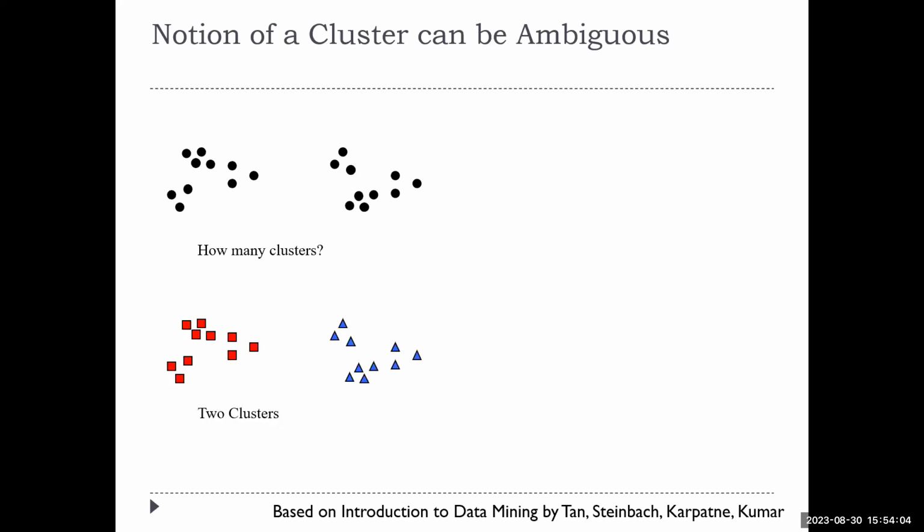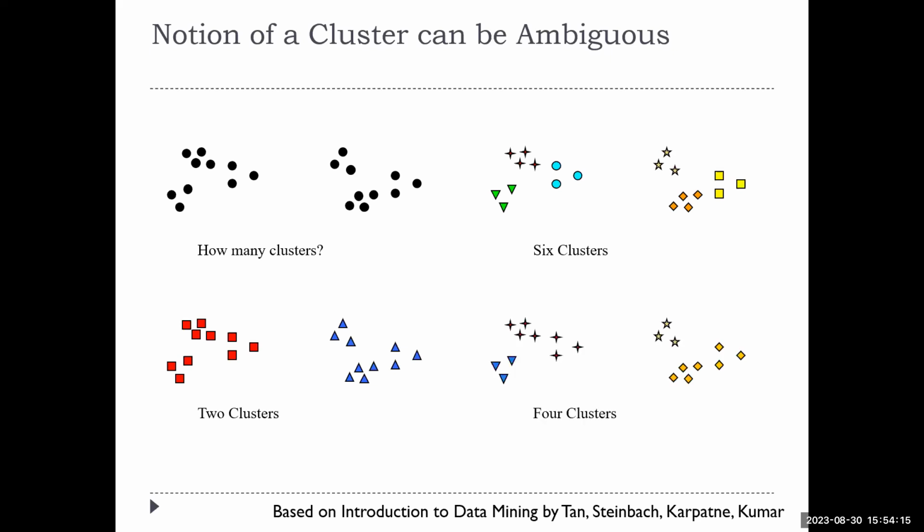So if you say 2 clusters, these are the clusters. If you say 6 clusters, okay, probably these are the clusters. If you say 4 clusters, most likely these will be the clusters. So it is not clear by looking at data. It's hard to say how many clusters there are. So that's not a solved problem.